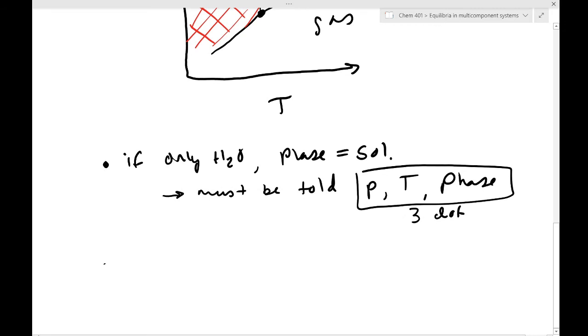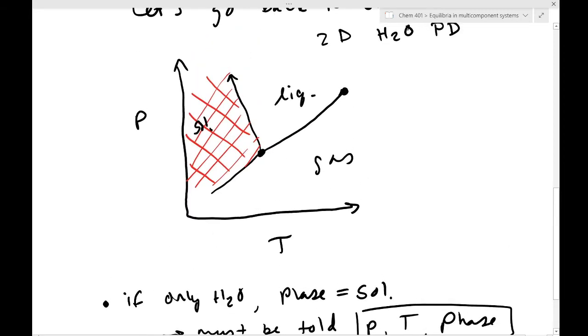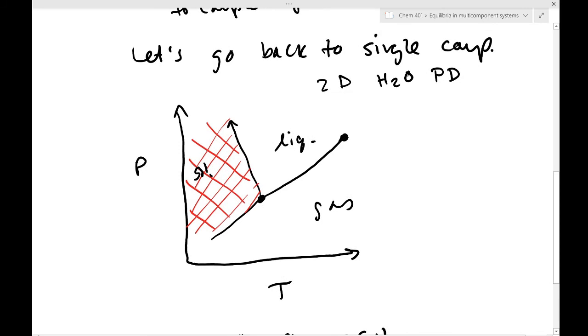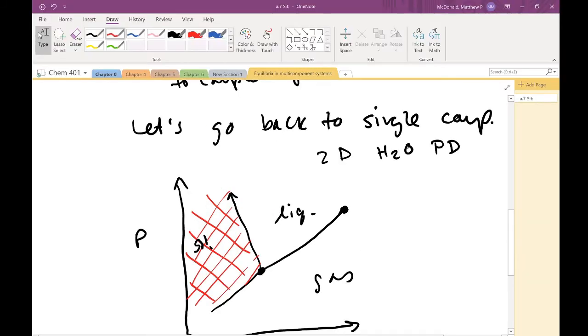Now, what if I told you that you have both a solid and a liquid phase? So you have both solid and liquid phases. What does this mean? If I look at this graph, where on this graph can you possibly have both a solid and a liquid at equilibrium?